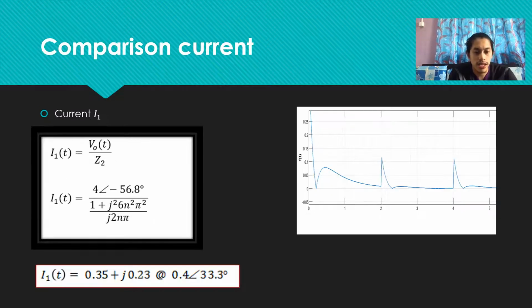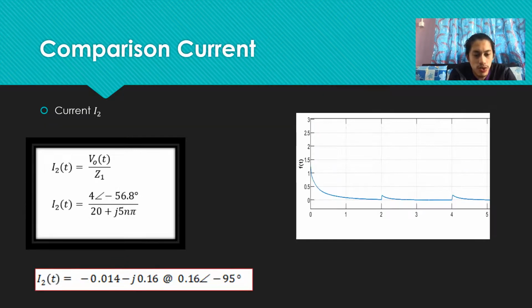Okay, next, the I1 current. To calculate the I1 current, we use Ohm's law and we get this answer. After that, we substitute the n with 1. So the final answer we will get is 0.35 plus j0.23, or 0.4, and the angle is 33.3. So after we run the answer in the MATLAB simulation, we will get this graph.